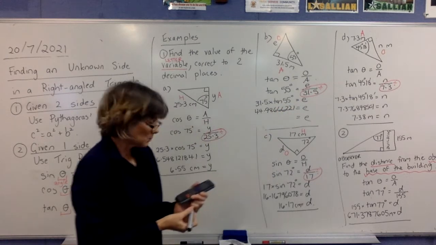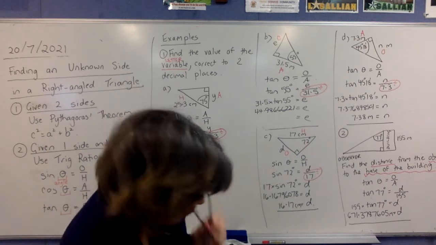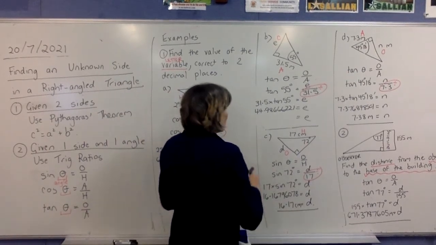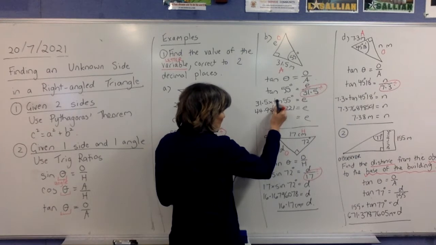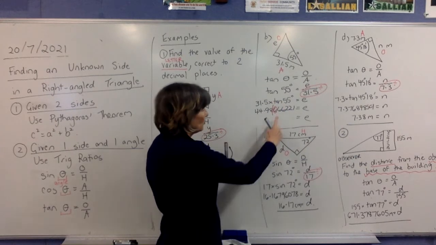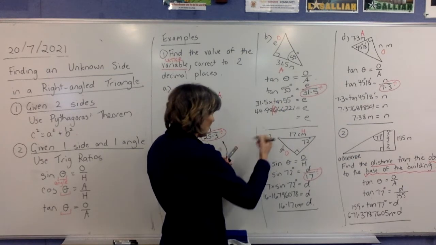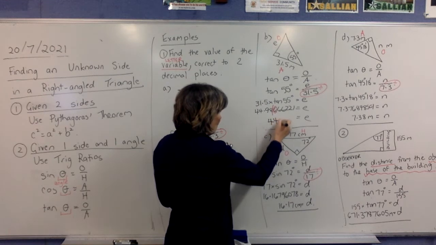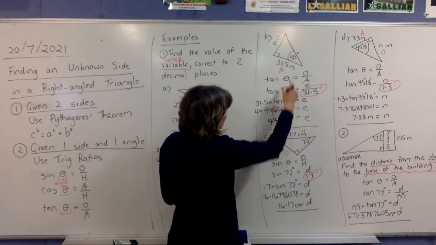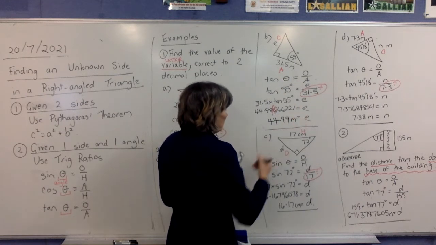And we're going to 2 decimal places, so we're rounding off. And if you have a look at this one, we're rounding off to 2 decimal places. That's 5 or more, so this is going up by 1. So our answer is 44.99, and it's metres for this question.